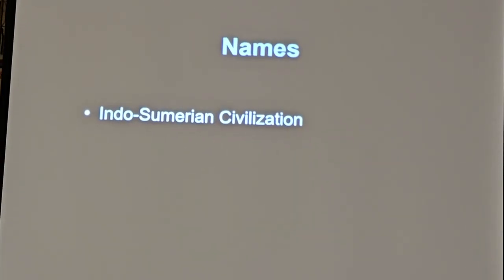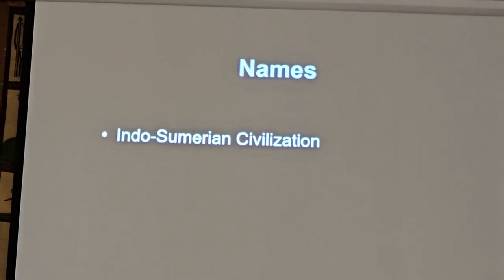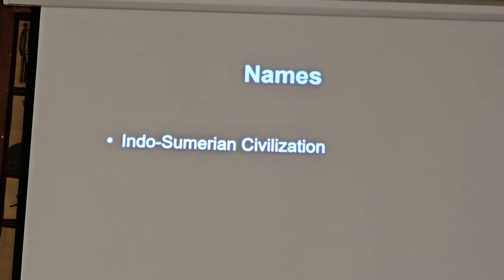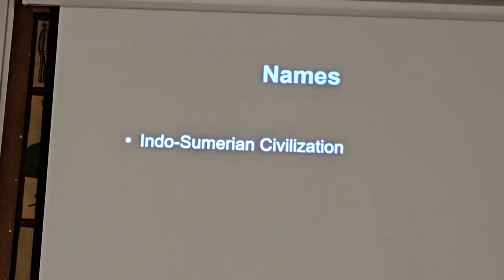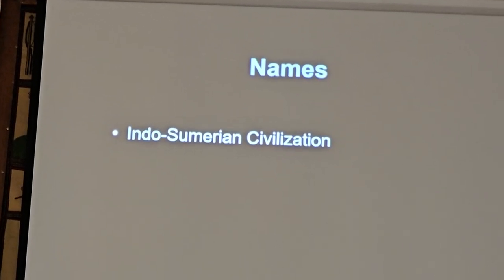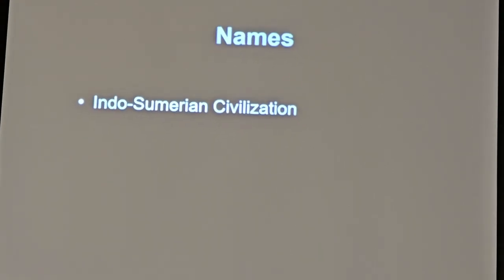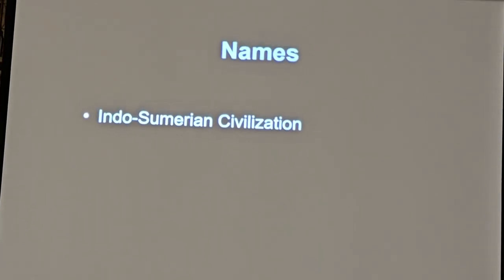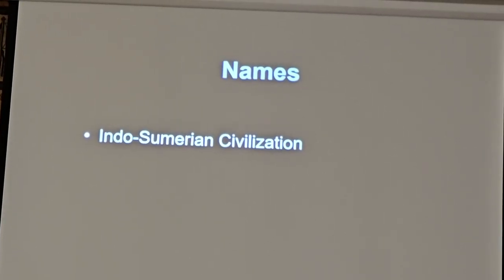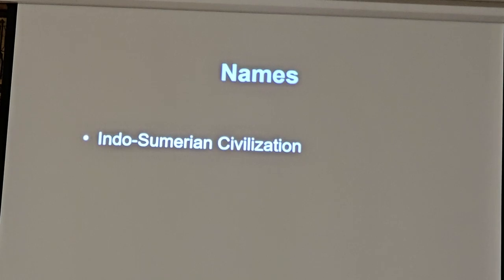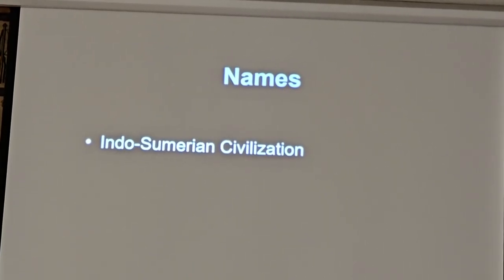We know that this is the Indus Valley civilization, right? But before the name Indus Valley was given to this civilization, Marshall first called it the Indo-Sumerian civilization. Why Indo-Sumerian? Why this name? Because he thought that there was a connection between the Indus Valley civilization and the Sumerian or the Mesopotamian civilization.